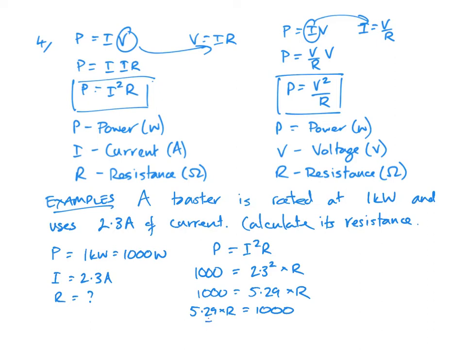Divide both sides by 5.29 and you get your final answer then. R is 1000 divided by 5.29. I'm rounding to three significant figures. There's 189 ohms.